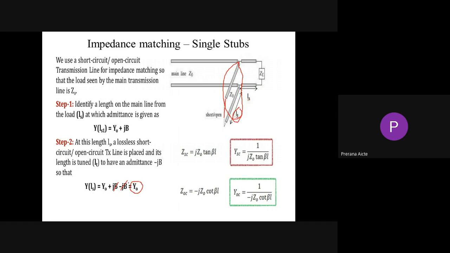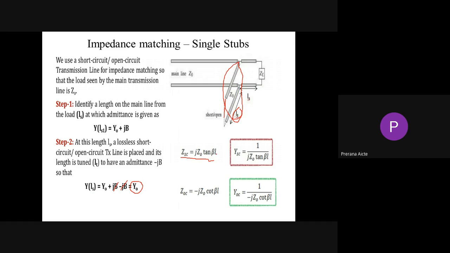Therefore, the output admittance here is equal to this admittance at length LS1. Now, if it is an open circuit or short circuit, we already said that we can use either a short circuit or an open circuit. If it is a short circuit transmission line, then ZSC is equal to j Z naught tan beta L.